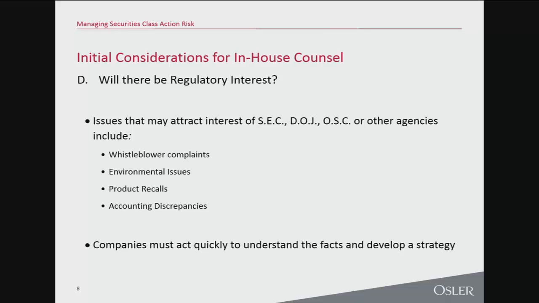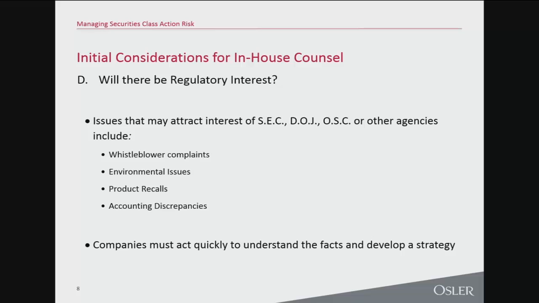Is there, or is there likely to be, a regulatory investigation into the underlying conduct that's alleged in the securities class action by a regulator like the United States Securities and Exchange Commission or the U.S. Department of Justice, the Ontario Securities Commission, or any of the other numerous regulators that have been coming after companies in the last several years.